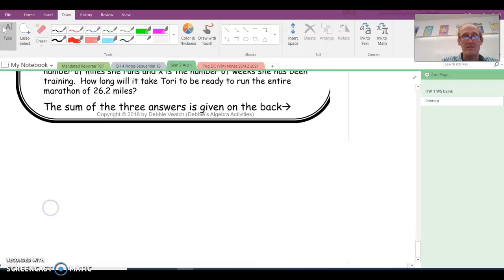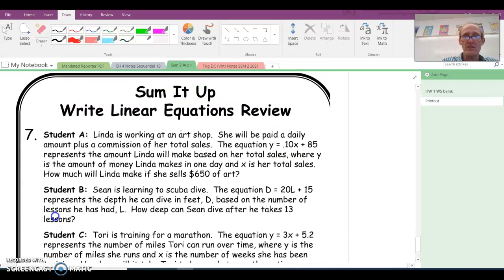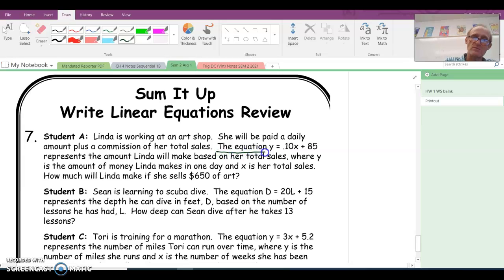All right, last problem is word problems. So we look for the equation. Here's the equation: y equals 0.10x plus 85. Now, what does it represent? X is her sales, so y is the amount Linda makes. How much will Linda make if she sells $650 of art?